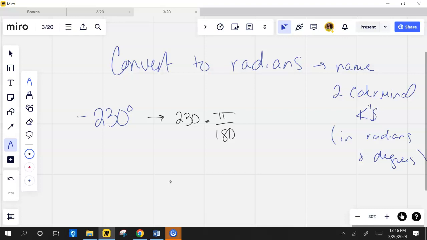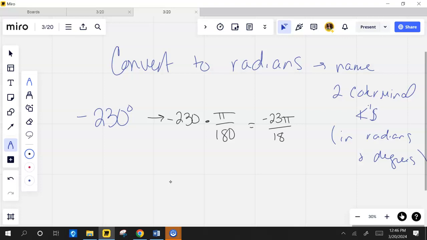Okay, yes. I don't have my calculator. What's 230 divided by 180 and then put it back as a fraction? 23 over 18. So negative 23 pi over 18. Okay. There it is converted as radians.